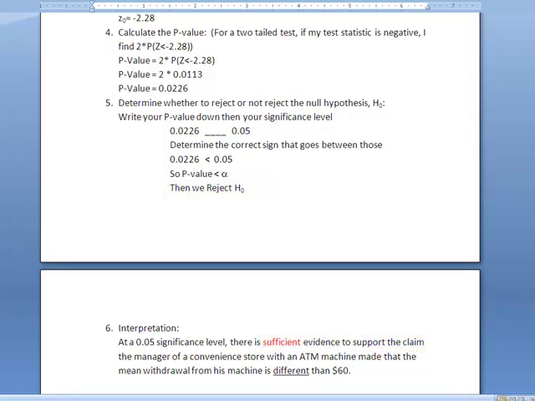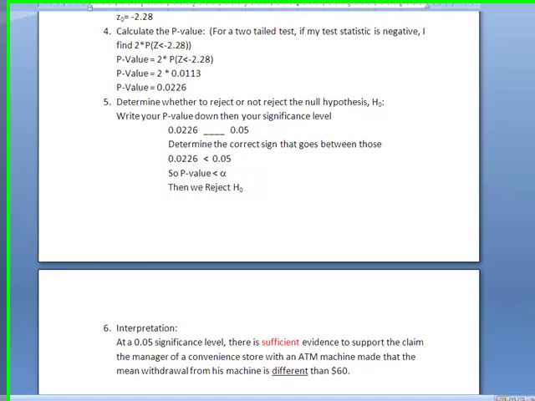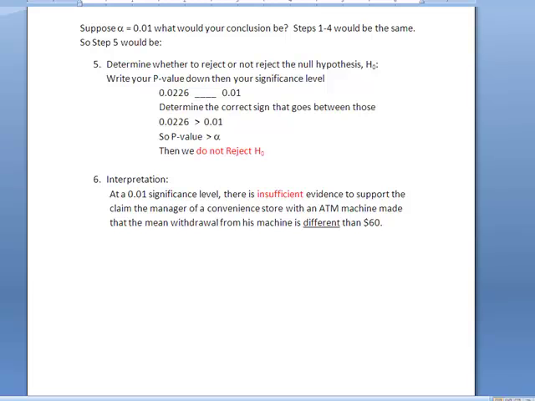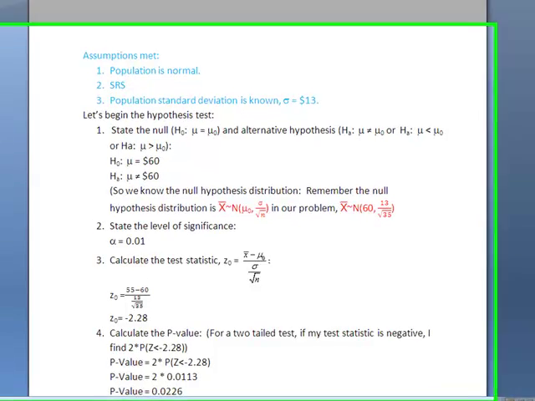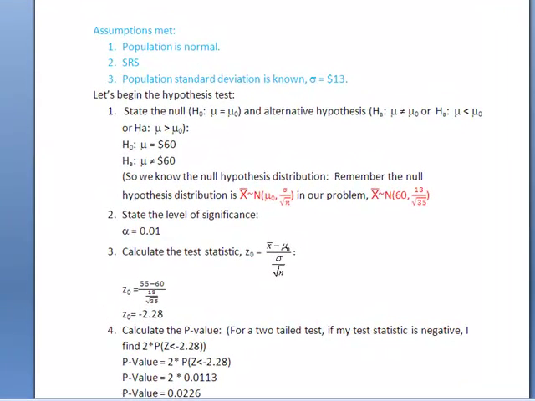Now, let's see if the problem was changed just a little bit. Suppose that we do the same problem, but this time we make our alpha equal to 0.01. Well, steps 1 through 4 would be the same. So let's look at them. Except step 2 would say alpha being 0.01. But everything else would look almost identical. Now, once we get to step 5, this is where things will change.